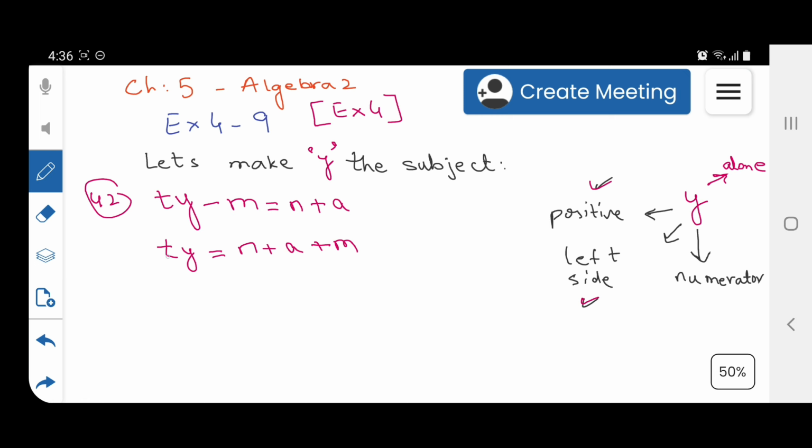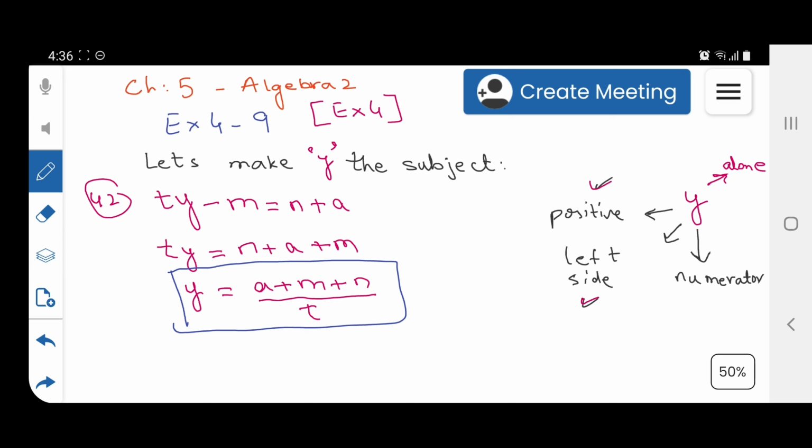Now this t is also something extra that should not be on the left side, because we want y as our subject, so y should be alone. So t and y are getting multiplied. If we want to send t to the other side, we are going to send it in the form of division. If you want, you can write them in alphabetical order, like a plus m plus n, or you can write them as it is, and then t in the form of division. So this is how we can make y the subject of the given formula.